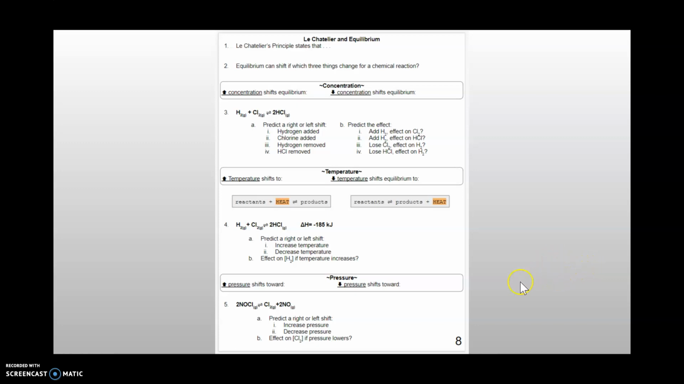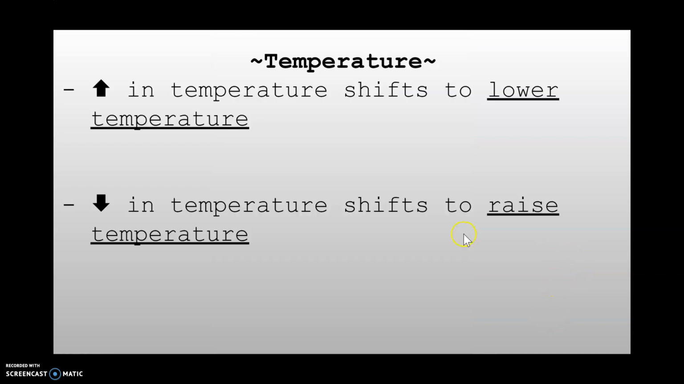Okay, come on back to page 8. We're now going to talk about temperature and pressure in regards to equilibrium. Okay, so go ahead and write this down. If we have an increase in temperature, it's going to shift to lower the temperature.